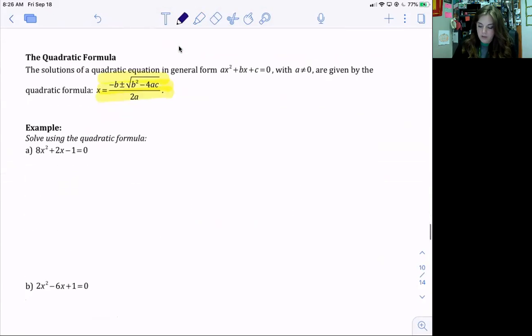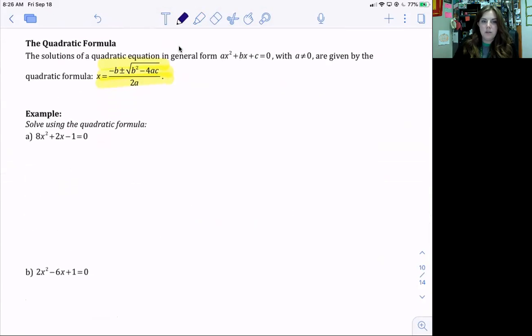Okay, so again, we always want to make sure we're equal to 0. So in this first example, 8x squared plus 2x minus 1 equals 0. We're good to go there. And then I'm going to go ahead and say what a equals. Here we have a equals 8, b equals 2, and c equals negative 1. And the key thing here is you're not going to put your variables in. You're just using the coefficients and the constant.